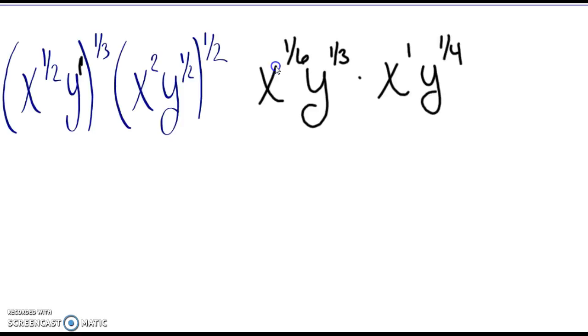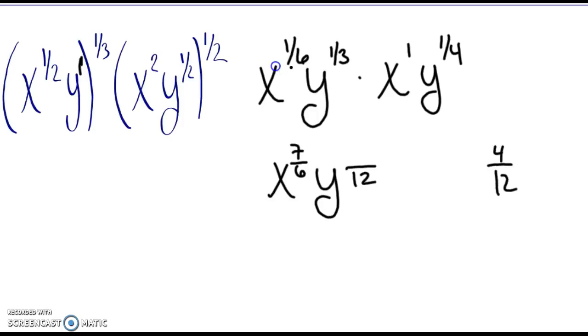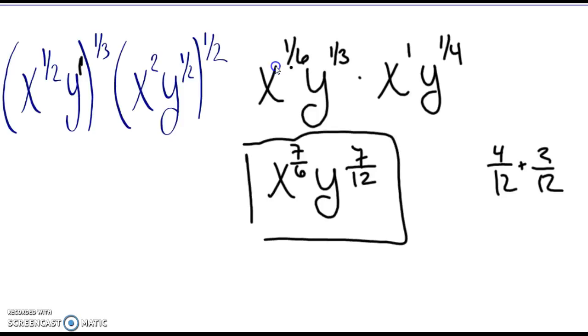Now I can apply the additive law. So I'm going to add 1/6 plus 1 to get x to the 7/6. And then I'm going to add y's exponents, which is 1/3 plus 1/4, which means my common denominator will be 12. On the side, I'm going to say that's 4/12 plus 3/12, which gives me y to the 7/12. My fractions are reduced. I have 1x, I have 1y, and I am good to go.